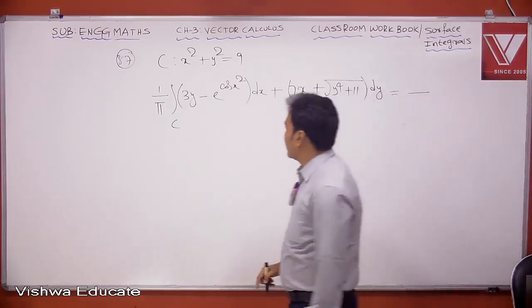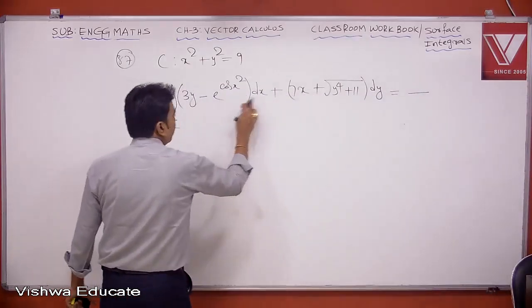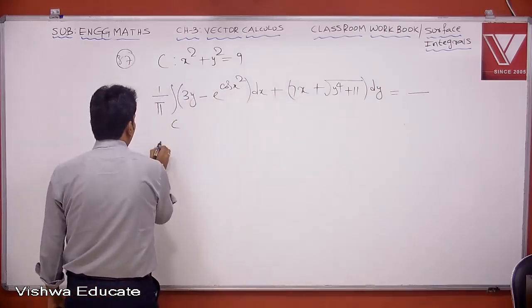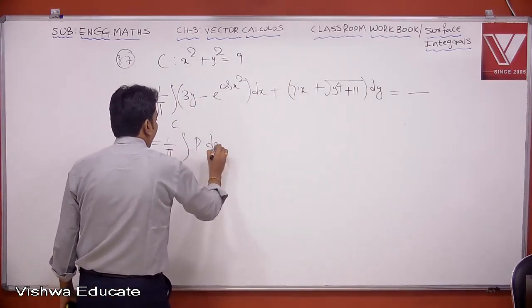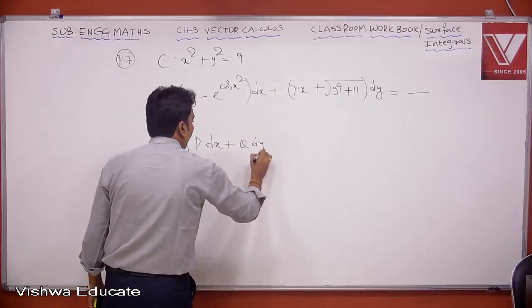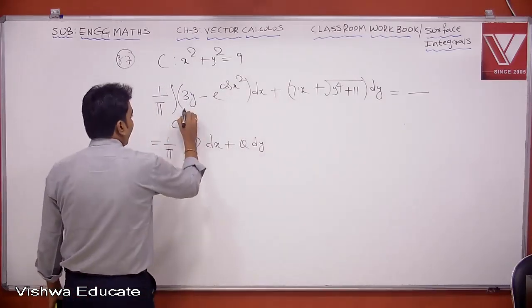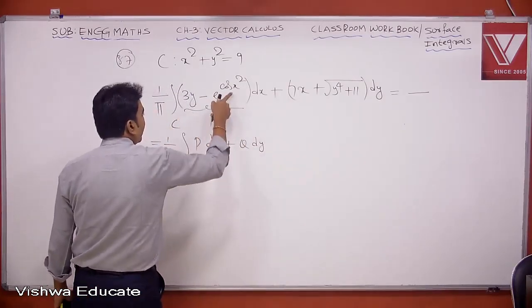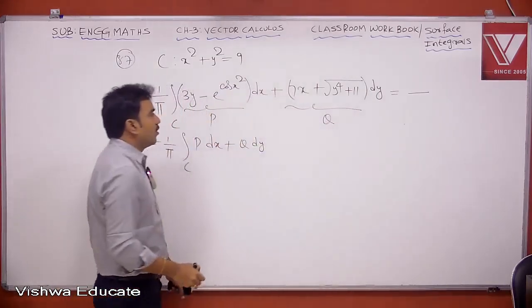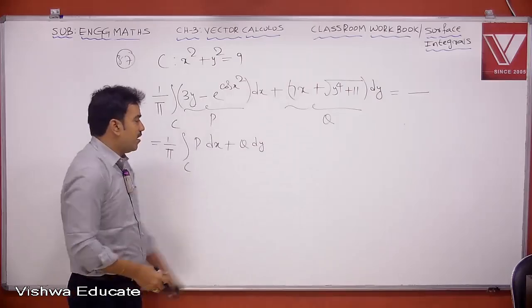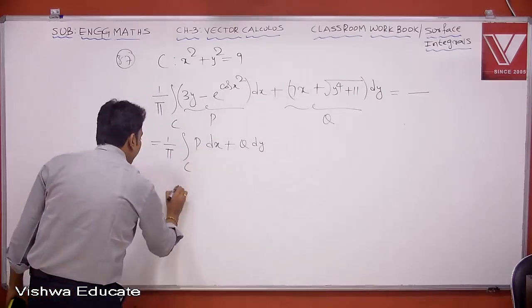Now when you look at this line integral, it is in the form integral P dx plus Q dy. This is actually 1 by pi into integral P dx plus Q dy over C. Now what is the P value? P is 3y minus e power x square, and Q is 7x plus square root of y power 4 plus 11. Now let us apply Green's theorem.